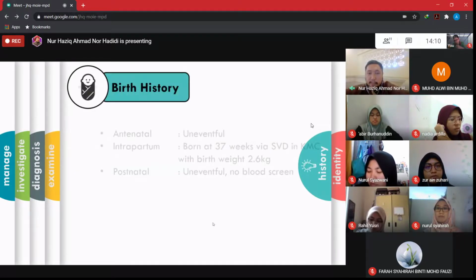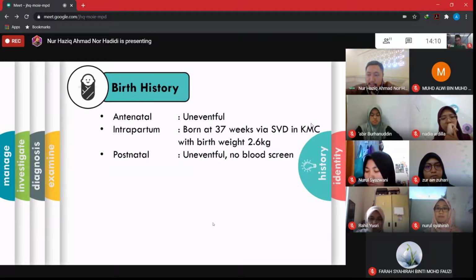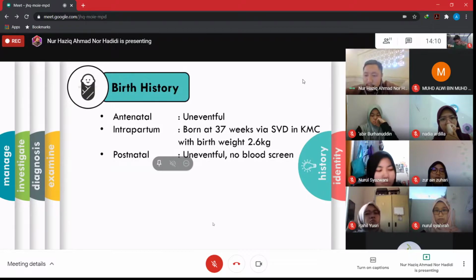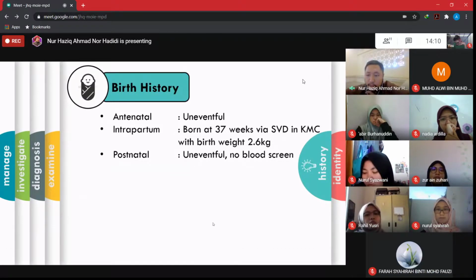For birth history, basically the antenatal period was uneventful. For the intrapartum, he was born at 37 weeks via SBD in Kuantan Medical Center with a birth weight of about 2.6 kilograms, and the birth was uneventful. The postnatal period was also uneventful. No blood screen was done for him.